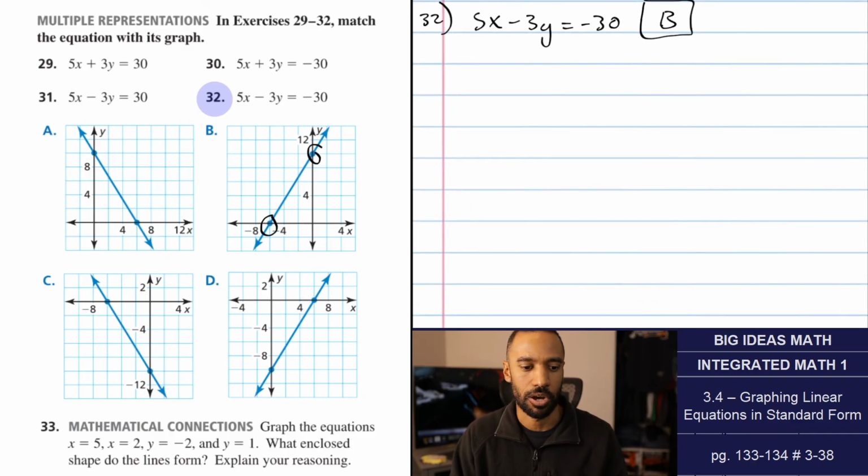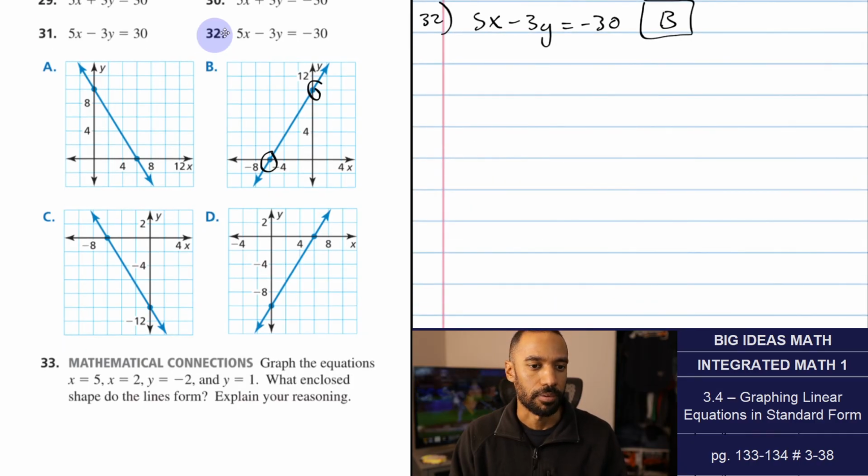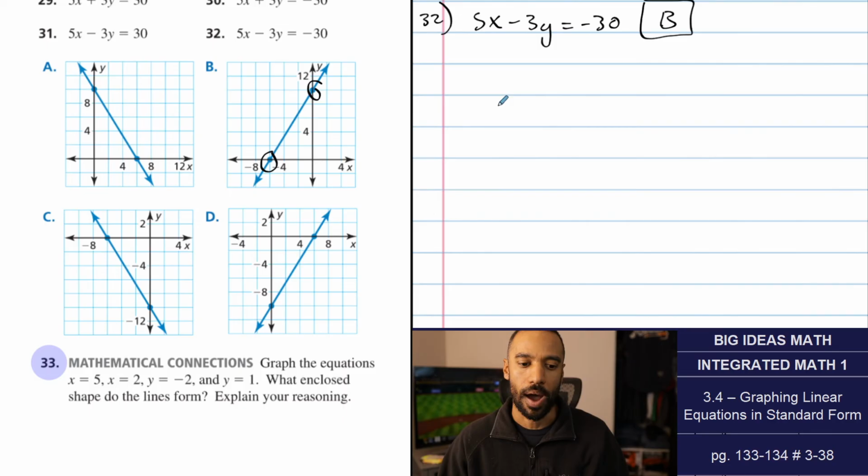Negatives, positives, et al. Okay, number 33, mathematical connections. Graph the equations x equals 5, x equals 2, y equals negative 2, and y equals 1. What enclosed shape do the lines form? Explain your reasoning.